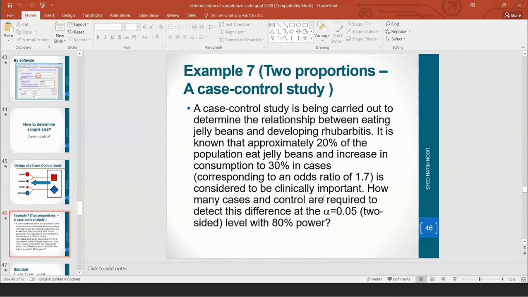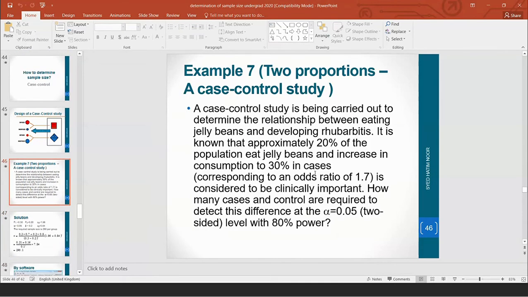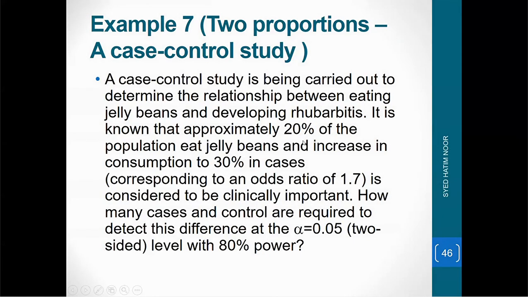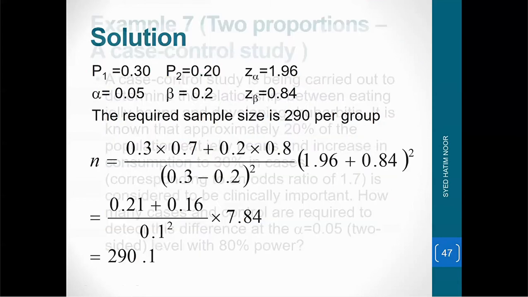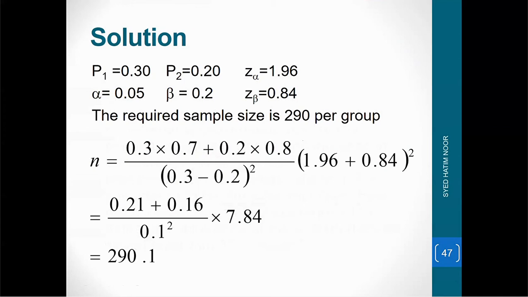So this is the same thing. This is about eating jelly beans and developing rubebitis. 20% of the population eat jelly beans, and if they develop rubebitis, it becomes 30%. So your P0 will be from the population, 0.2. The one of interest will be 0.3. Or you can also use the odds ratio. Not much different. Put it in the formula, put it in the software, and you get the sample size.